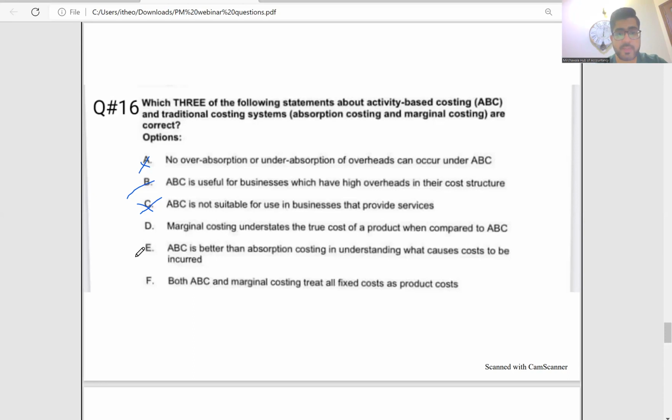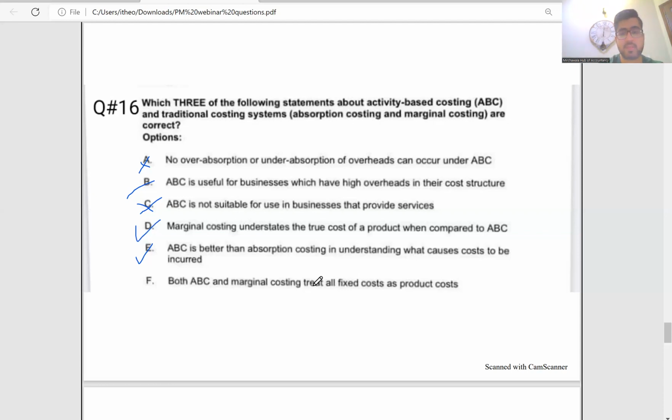ABC is better than absorption costing in understanding what causes cost to be incurred. True. ABC is better than absorption. Okay. Marginal costing understates the true cost of a product when compared to ABC. True. In marginal costing, we only take material, labor, variable overheads, variable cost. We don't take fixed cost. So marginal costing answer is always low, understated, because it doesn't take fixed cost. So marginal costing understates. This is correct. B, D, E are correct.